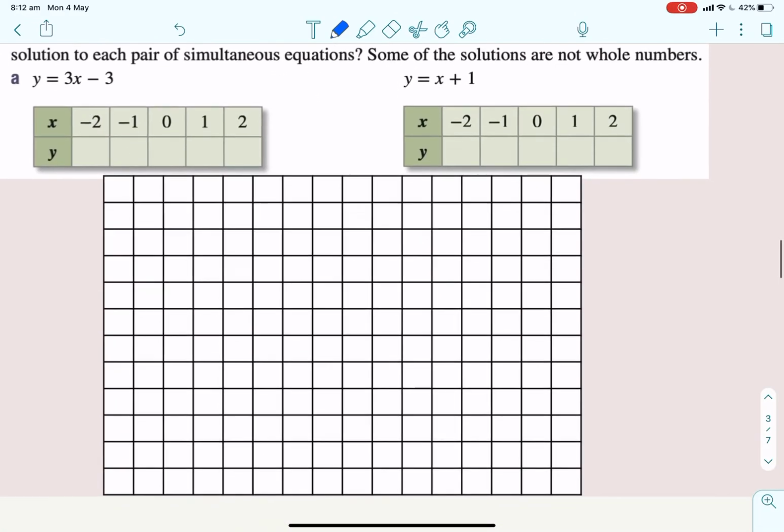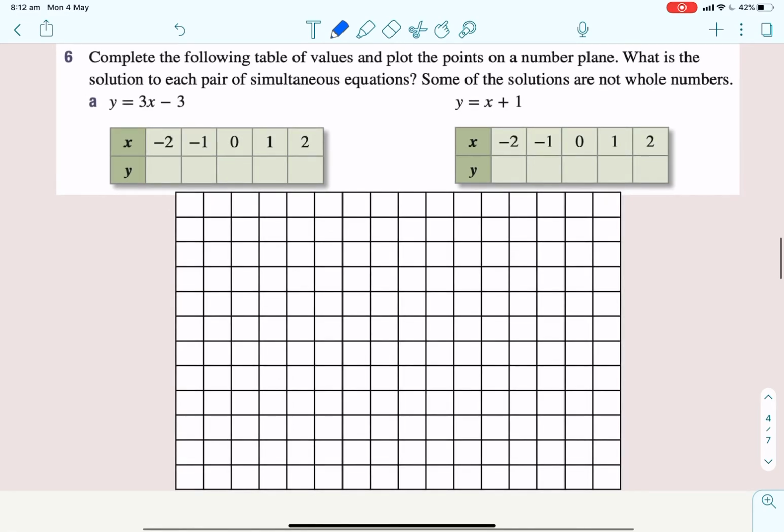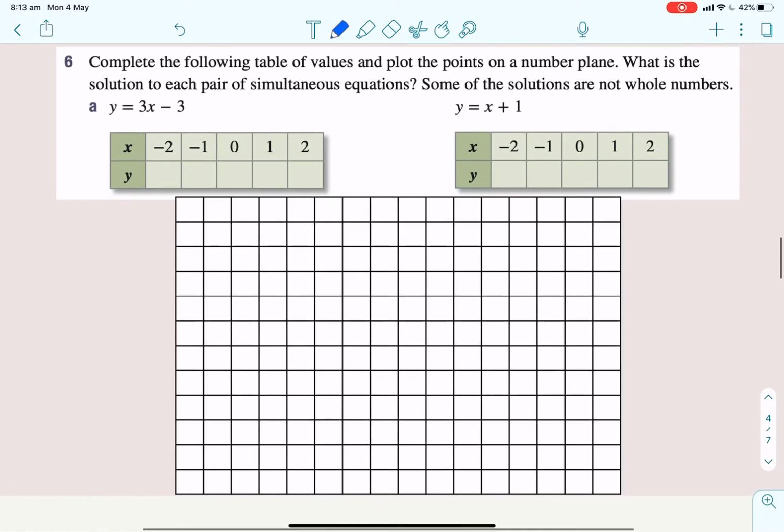Basically, we just need to fill in the table values and then draw the graph. This time they don't give you a graph, so you need to do it yourself. That's a little bit annoying, but we need to learn how to do harder stuff. To fill out the table values, again we do substitution. Substituting -2 into x: 3 times -2 is -6, minus 3 is -9. 3 times -1 is -3, minus 3 is -6. You can use your calculator.